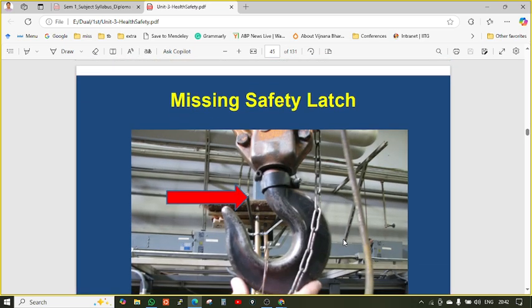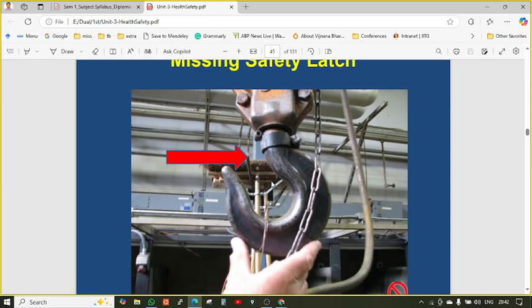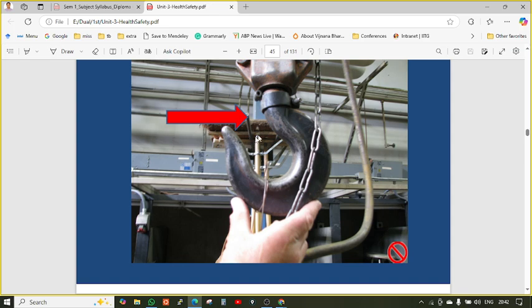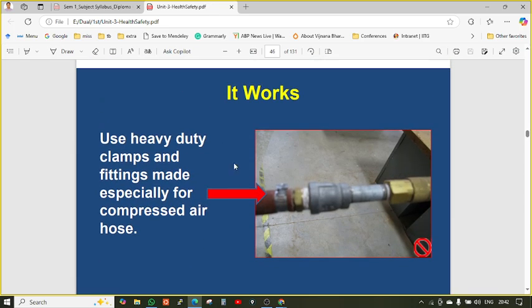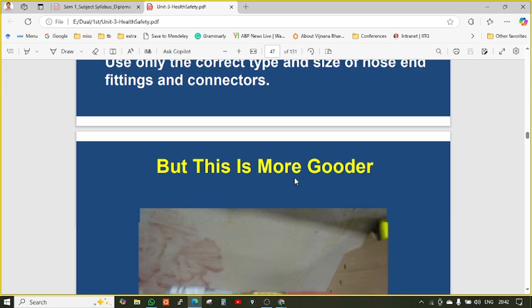See, these are examples. Missing safety latch. In industry, this hook is missing. This is an open hook, which is very dangerous. Another example: use heavy duty clamps for fitting the different compressed air hose pipes. They should be closely joined, not loosely joined. So everything should be kept in mind.